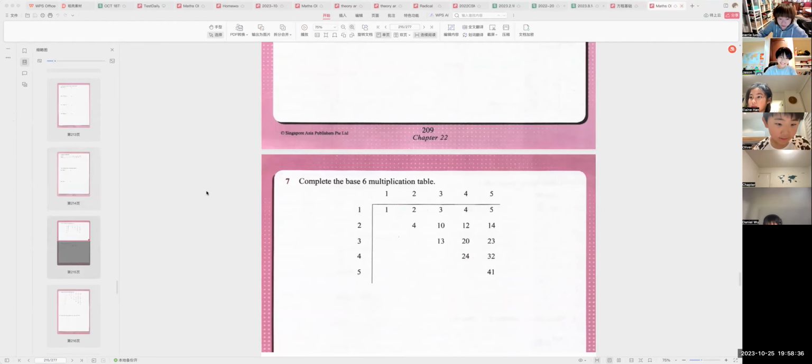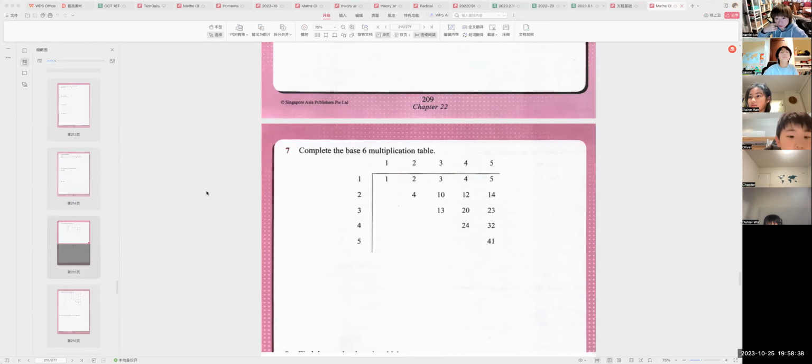Okay, so let's take a look at number 7. Complete the base 6 multiplication table. Okay, what does it mean? It means 1 times 1 equals 1, right? 1 times 2 equals 2, 1 times 3 equals 3, 1 times 4 equals 4, 1 times 5 equals 5, no problem. Because it's base 6, it just has the digits 0, 1, 2, 3, 4, 5, correct? There's no more.